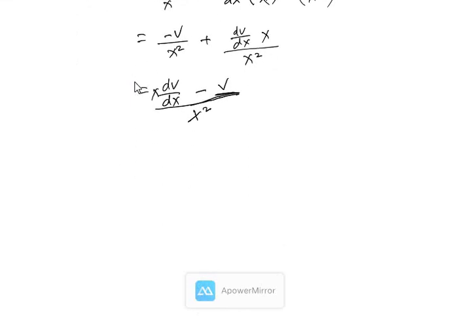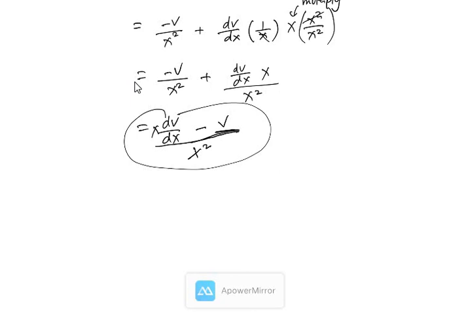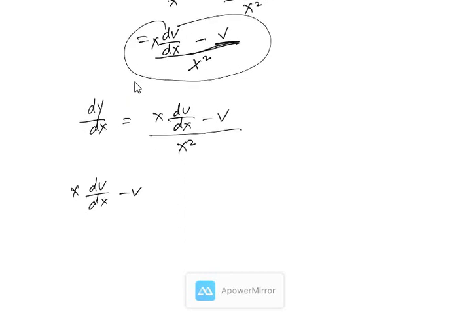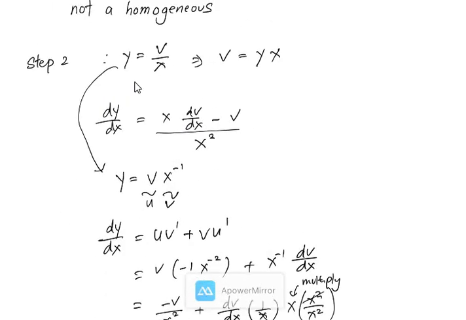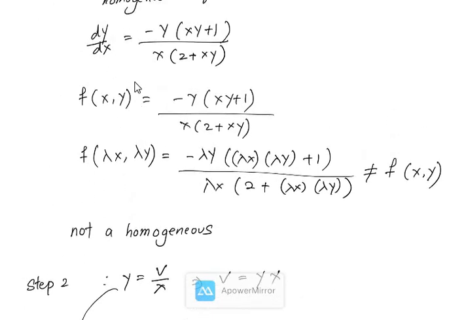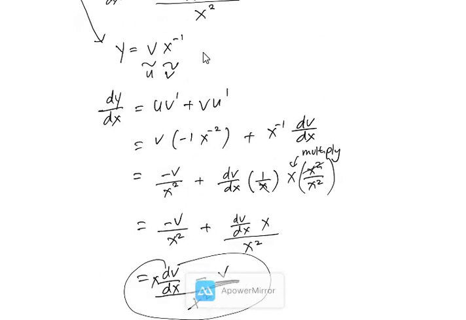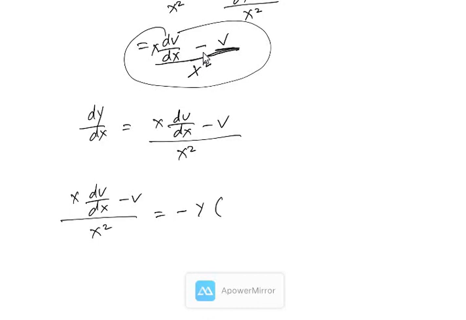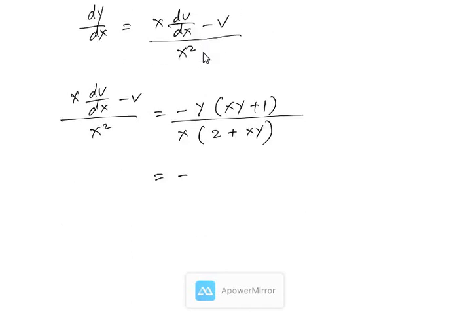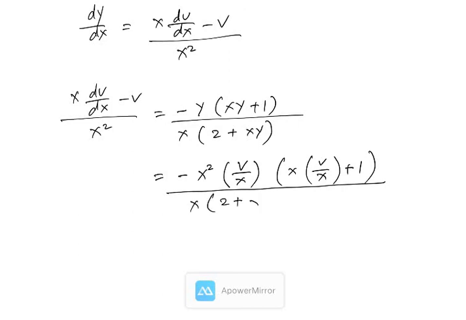Okay, so after we know how we obtain this one, we can substitute dy over dx equal to x dv over dx minus v, divided by x squared. So this is equivalent to x dv over dx minus v divided by x squared equal to the first one, equal to negative y, xy plus 1 divided by x squared plus xy. I write it down here. So this is equal to negative x squared v over x, x v over x plus 1. We substitute y equal to v over x, so you have x squared plus x, where y is v over x.